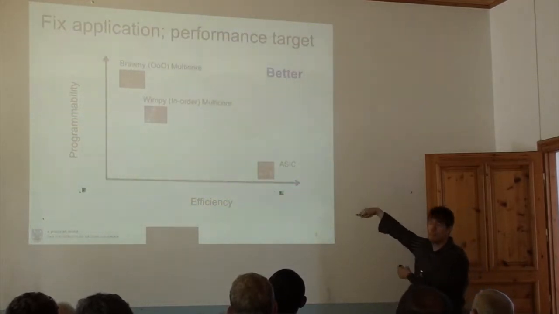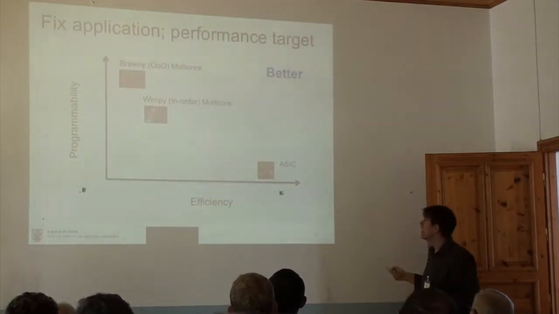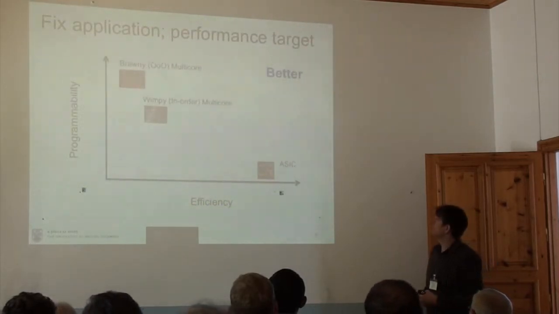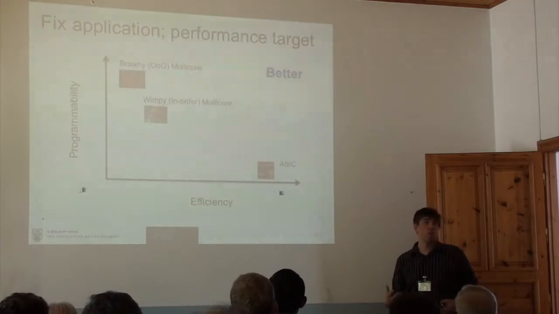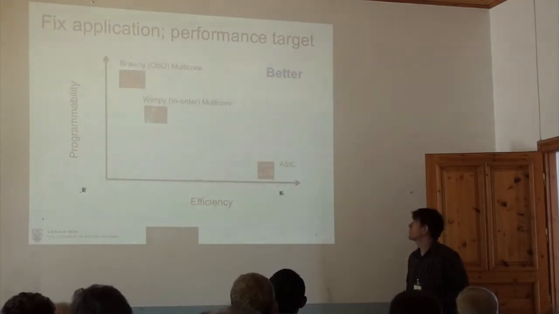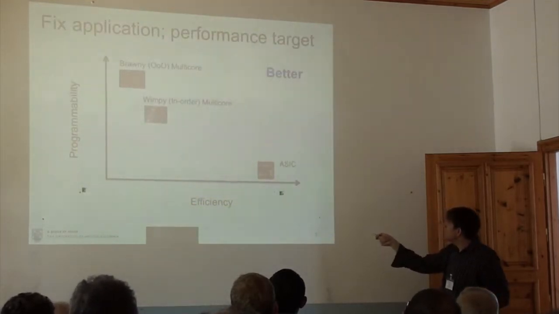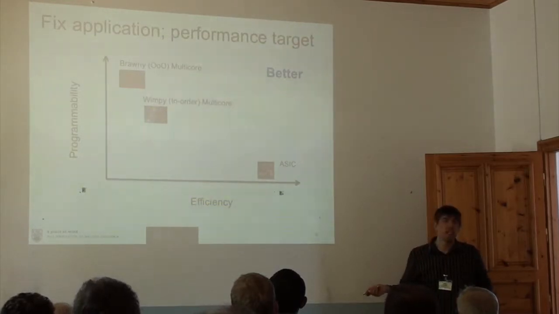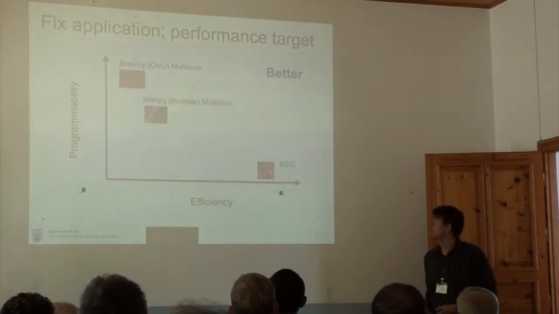Now this figure is not to scale, so I'm just putting these data points out. We can argue about whether I'm putting them in the right place. So one thing you can do is have simpler in-order processors, so wimpy in-order processors. And those would be more efficient, so they're moving along the x-axis, but arguably less programmable because I need to have more threads in order to get the same performance.